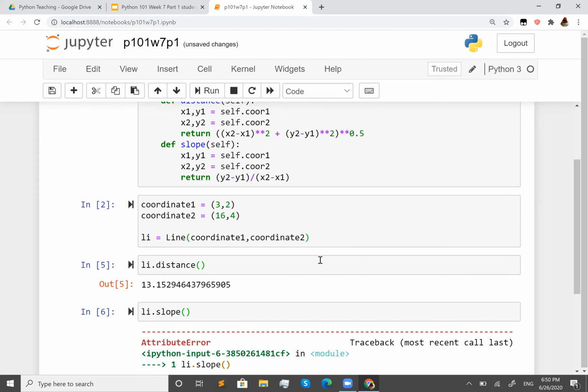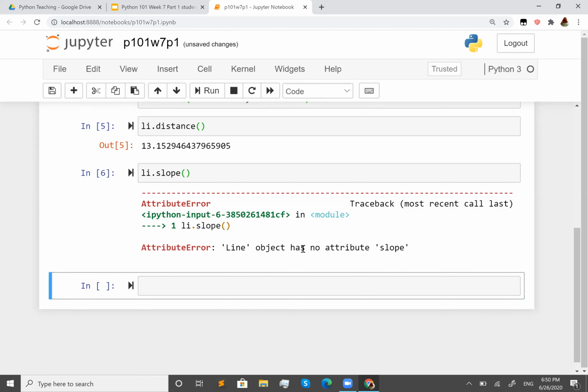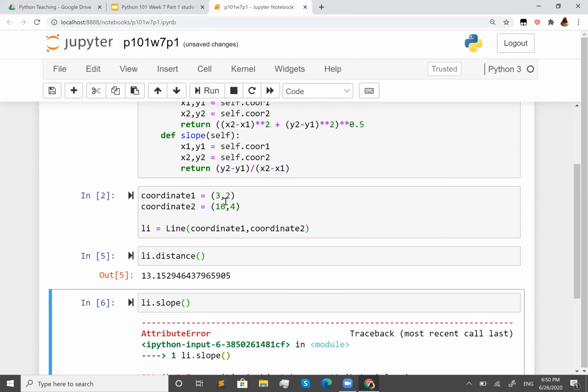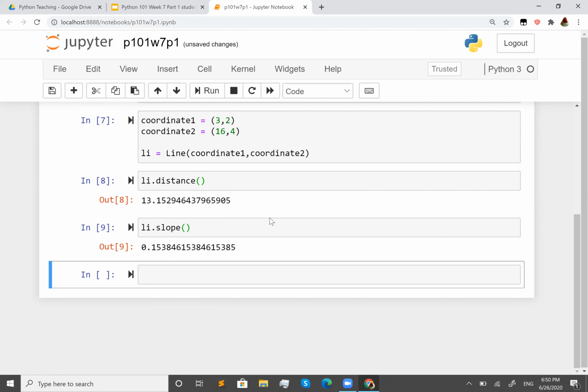No, not angles. Hold on, let me see. No attribute slope. Line. Oh, there we go. I just had to rerun the whole thing.